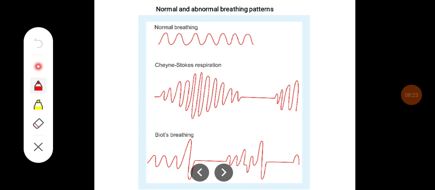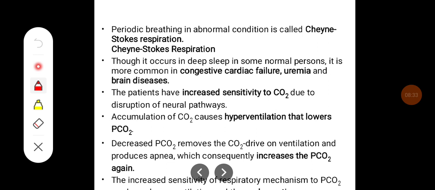Okay, so this is the normal breathing, and this is the Cheyne-Stokes breathing, and this is Biot's breathing. The periodic breathing is an abnormal condition called Cheyne-Stokes respiration.